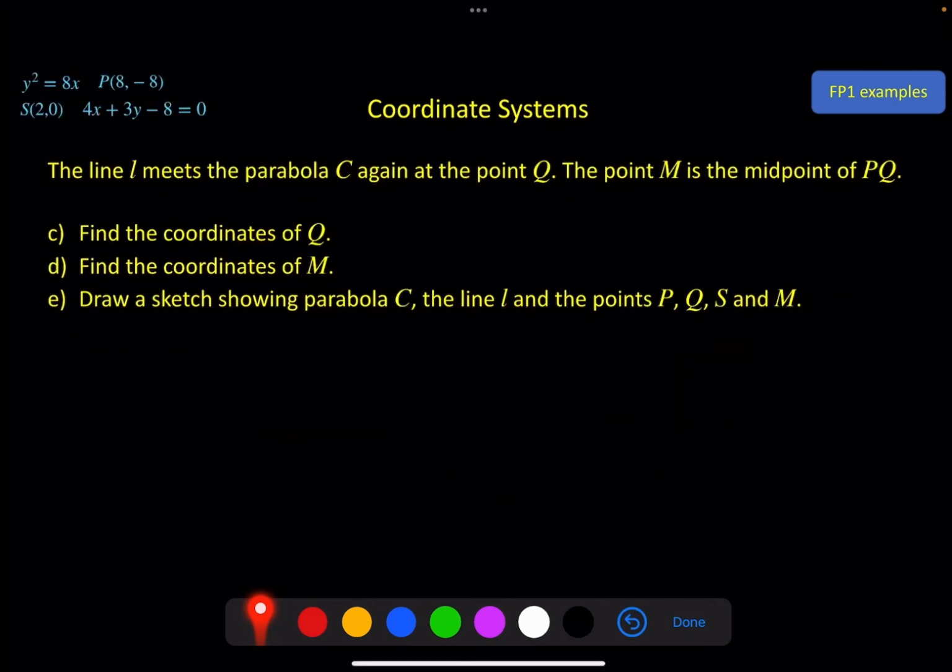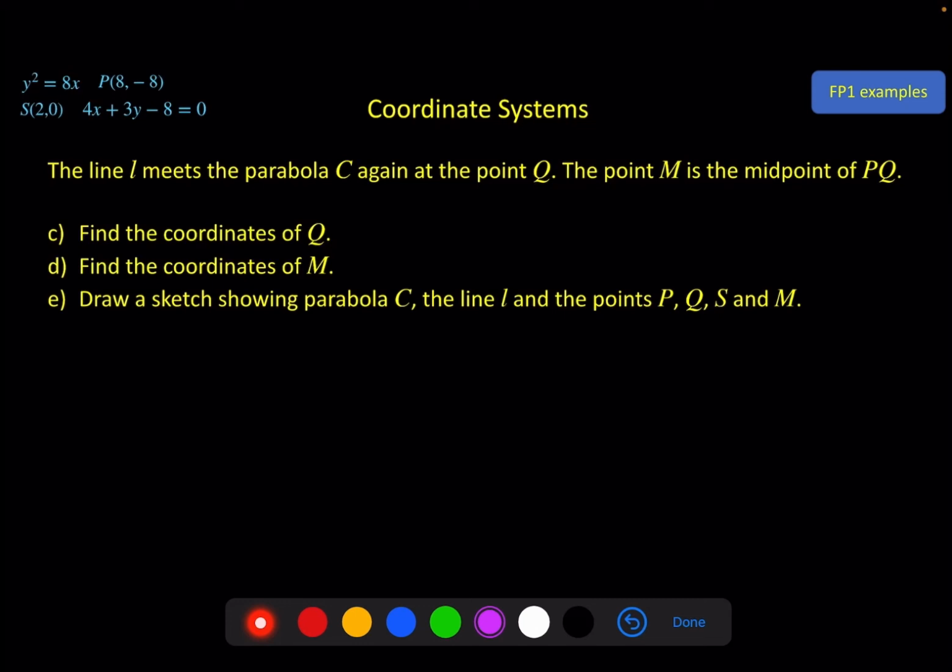Okay, we've got those two things. I've put them up here. Here's the equation for L. Here is S. We still know P and the equation of the parabola. So now the line meets the parabola C again at the point Q. The point M is the midpoint of PQ, and we have 3 new questions to answer. But to do this, I would instinctively draw a diagram to help me understand what's happening.